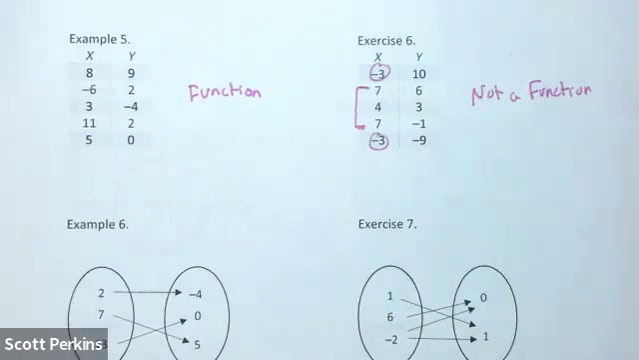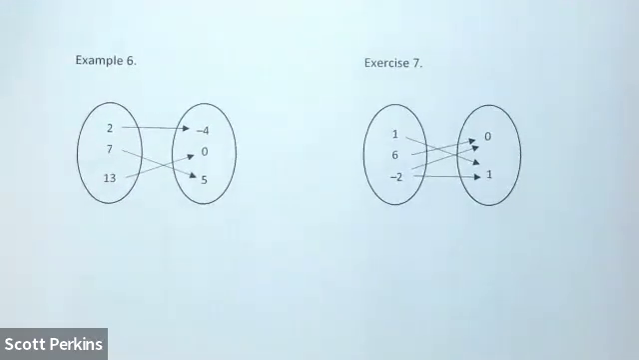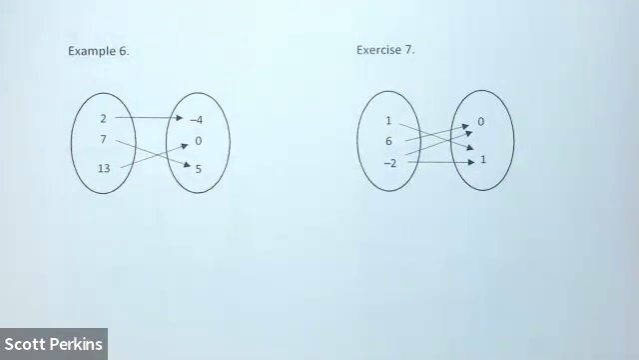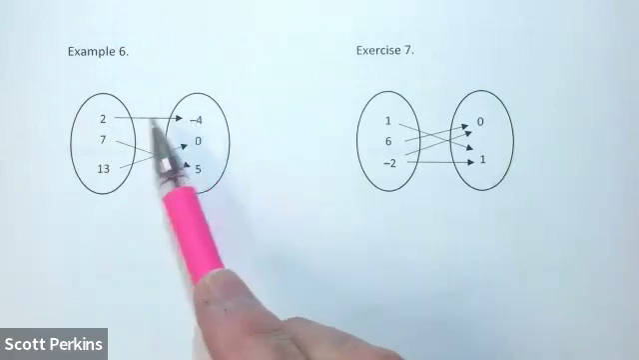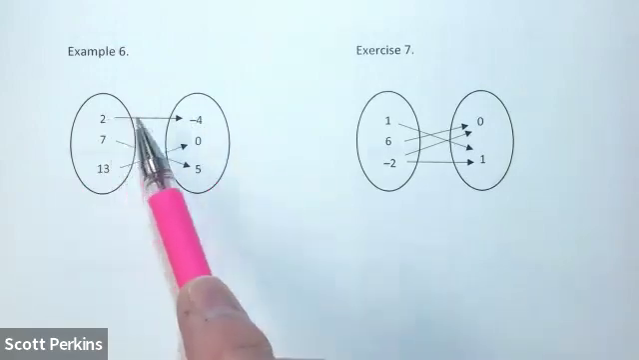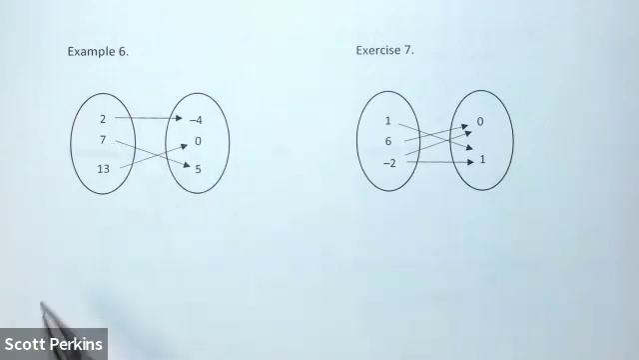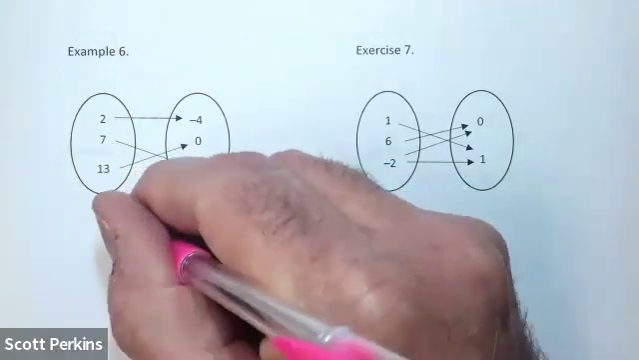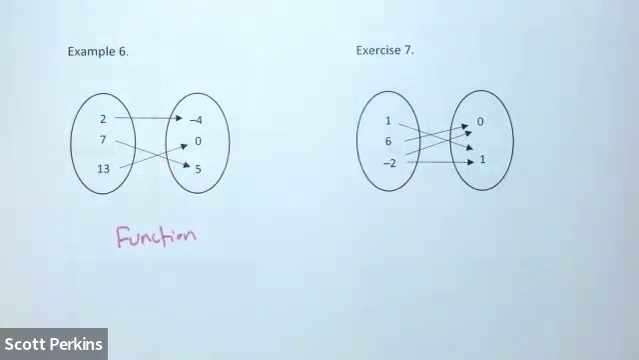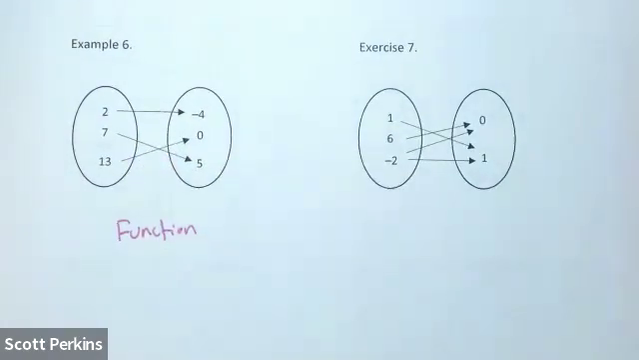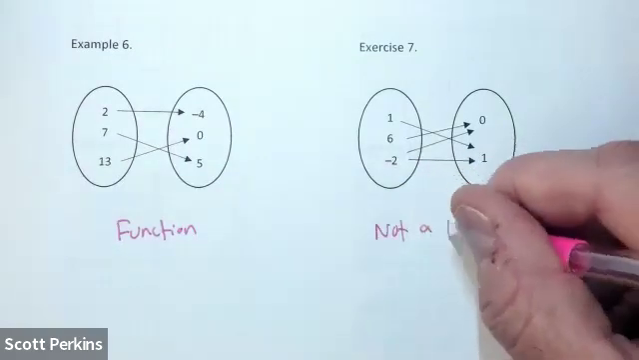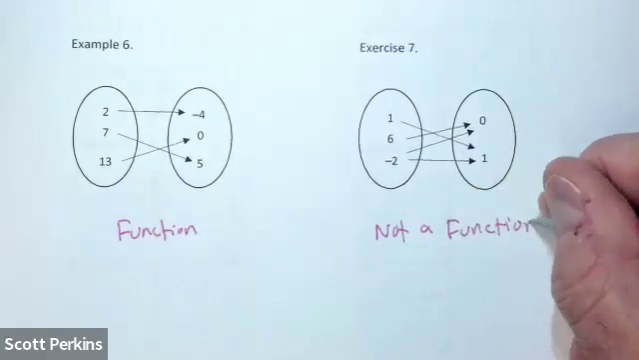The next two examples give us our set of ordered pairs, our relation, as a mapping with an arrow directing you to what x value relates to what y value. So example 6, is that a function or not a function? It's a function. Each x value has one arrow leaving it. You could write this as ordered pairs (2, -4), (7, 5), and (13, 0). So that is indeed a function. Great job. And how about exercise 7? Would you say that is a function or not a function? Why is that one not a function? The -2. How many arrows? If you didn't see it first, look at it now.